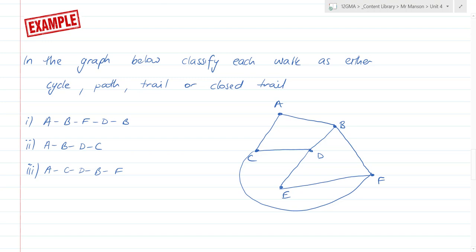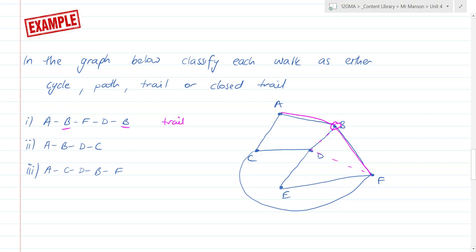Anyway, A, B, F, D, B. That's a walk. This has a repeated vertex, B. It's not closed, so this is a trail. Because it has a repeated vertex, it cannot be a path. It has to be a trail.